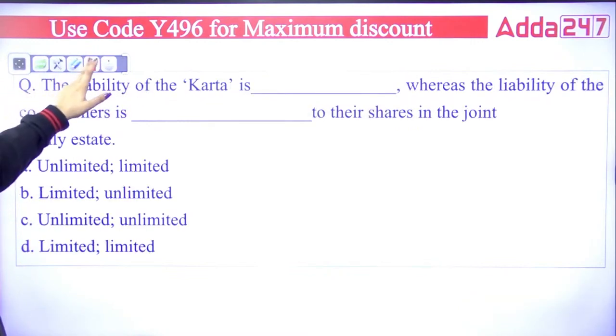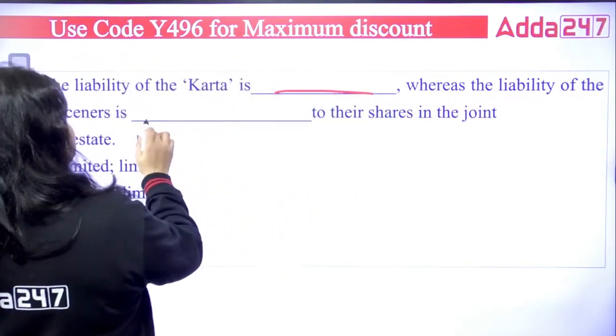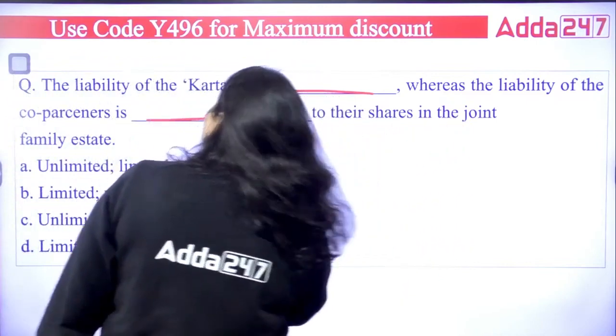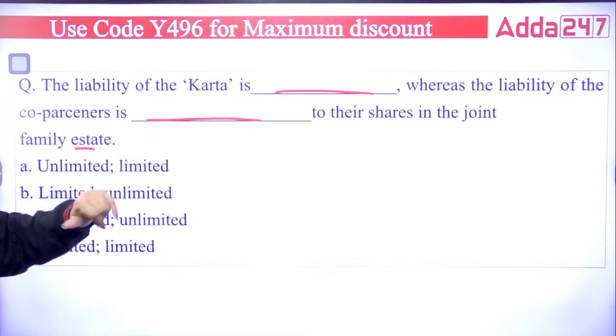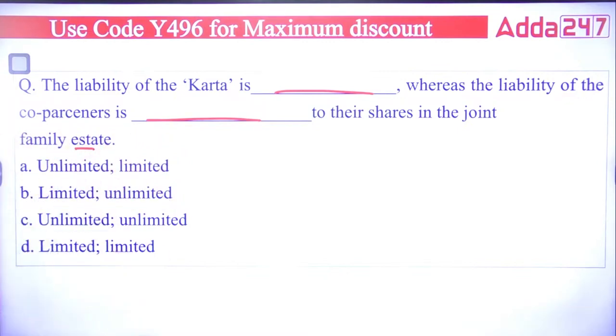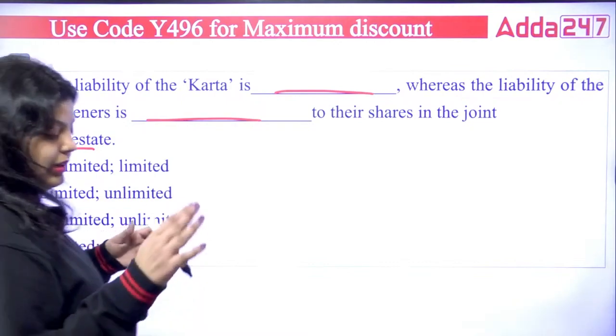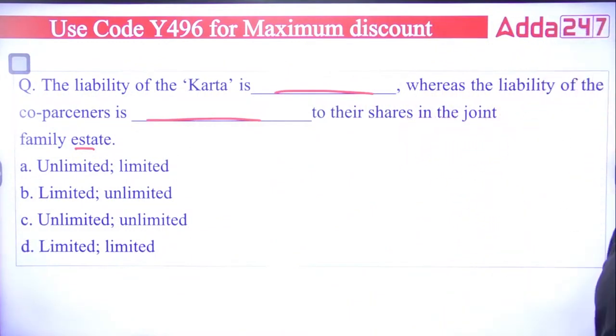Next question. The liability of the karta is dash, whereas the liability of co-partners is dash, to their shares in the joint family estate. Karta is the elder male in the family. That person is known as the karta. The question is asking, is the liability of the karta limited or unlimited, and the liability of the co-partners limited or unlimited, in case of their shares in the joint family estate?